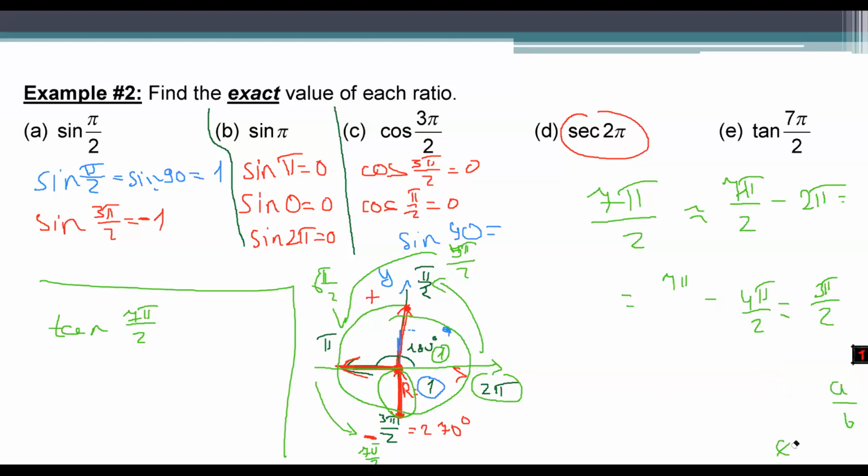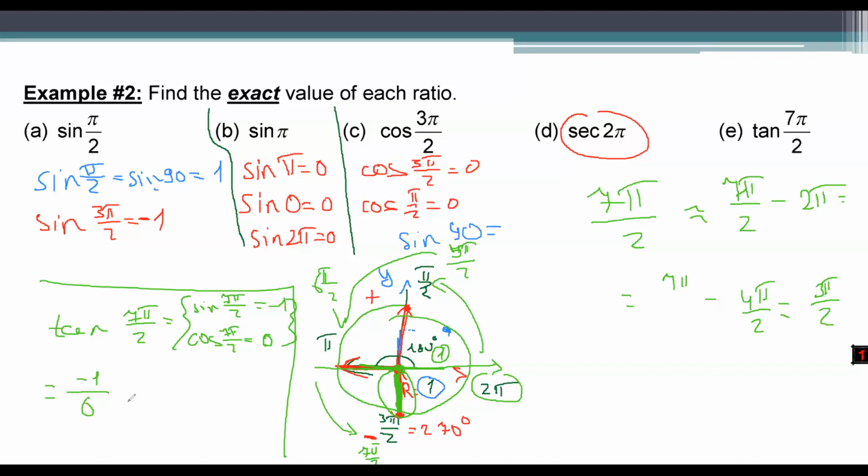So, tangent of 7 pi over 2. Let's take a look into the sine value here. Sine 7 pi over 2. Sine is a projection of this terminal arm onto the y-axis, and it's going to be -1. And cosine of 7 pi over 2 equals 0, right? Because this arm projected on the horizontal axis equals 0. Isn't that correct?